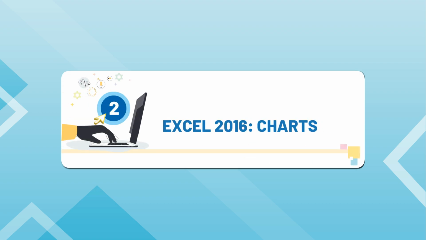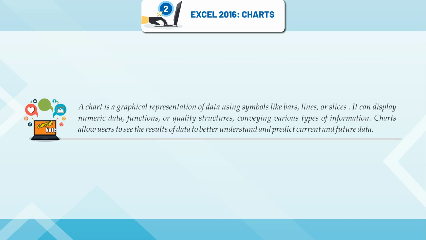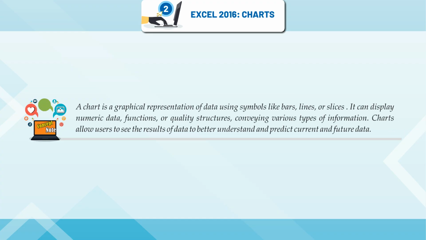Chapter 2, Excel 2016 Charts. A chart is a graphical representation of data using symbols like bars, lines, or slices. It can display numeric data, functions, or quality structures conveying various types of information. Charts allow users to see the results of data to better understand and predict current and future data.